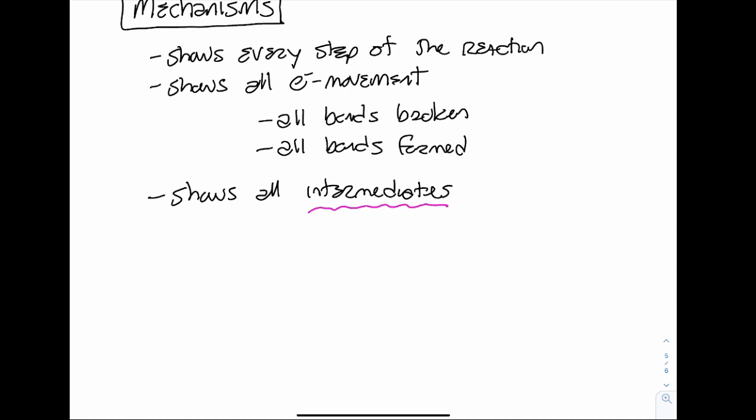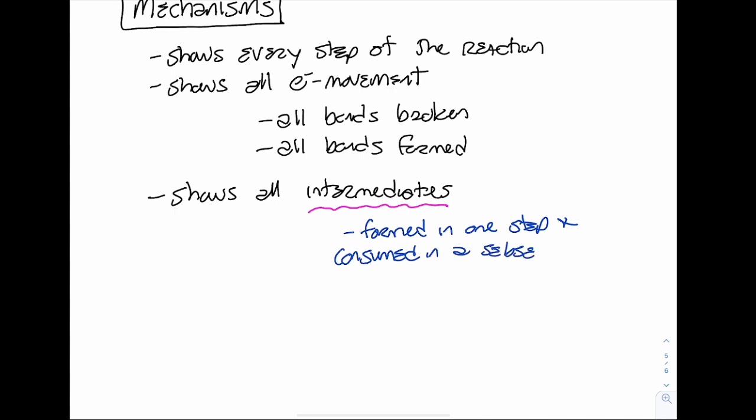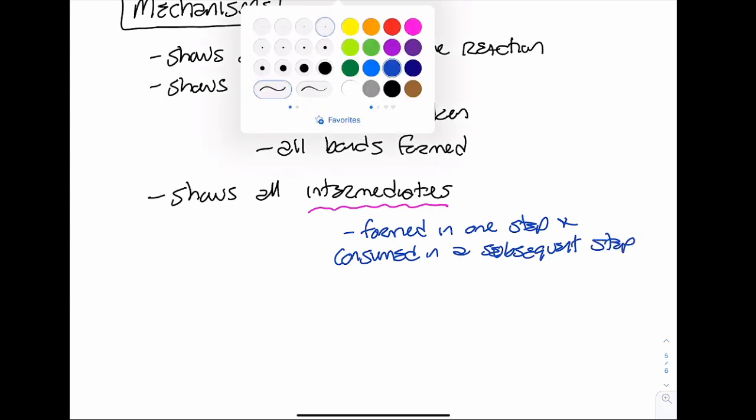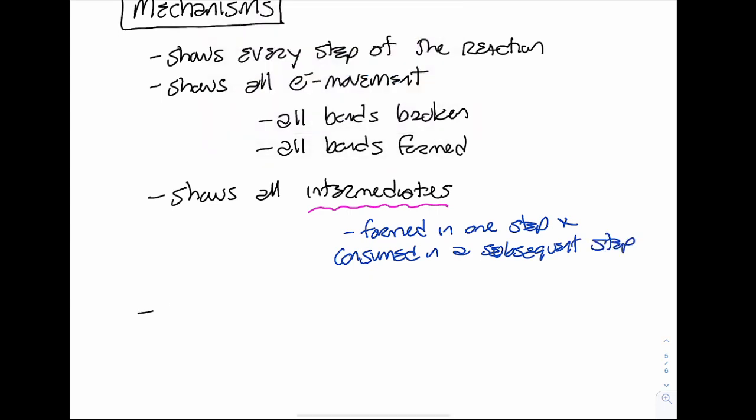So it shows all intermediates. These are formed in one step and consumed in a subsequent step. And then sometimes we're going to show transition states. If we don't have any intermediates, then I do ask that we show a transition state. We always have transition states, we just don't always need to show them. So sometimes it shows transition states.